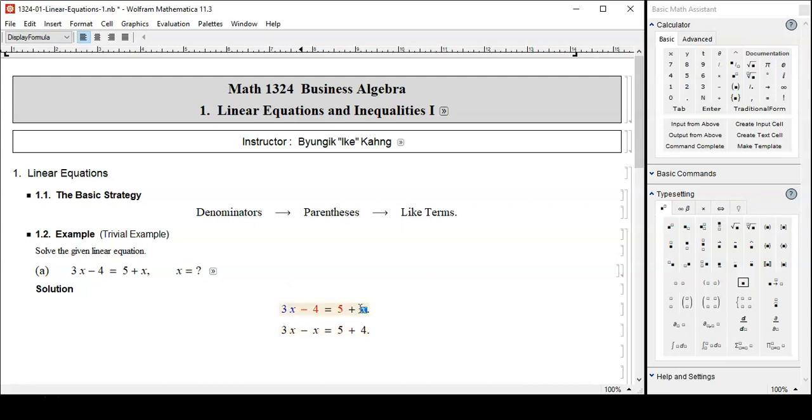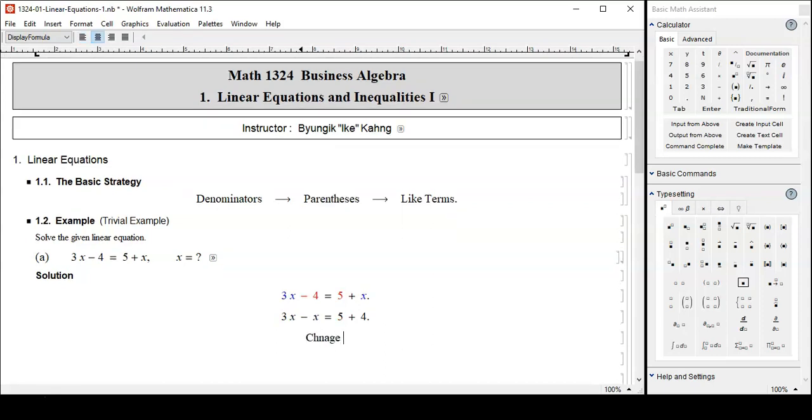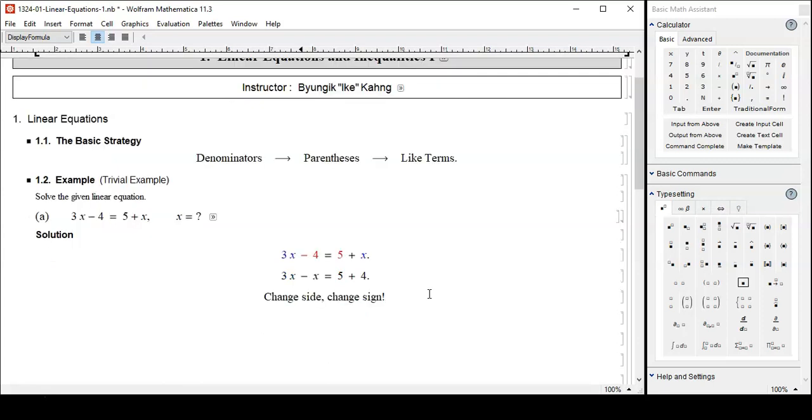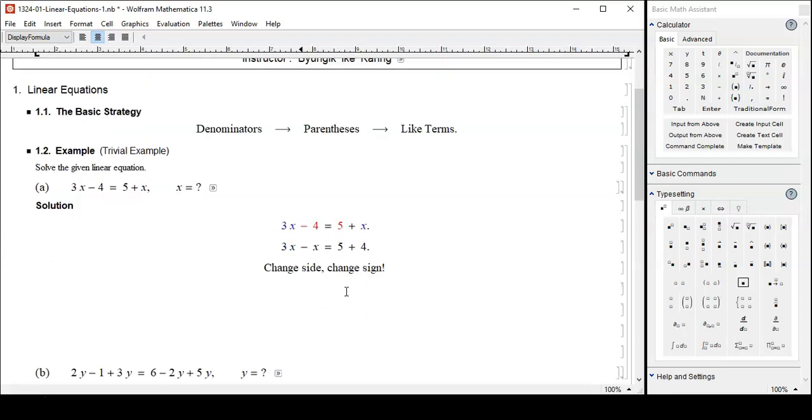So what did I do? This x became this negative x. This negative 4 became positive 4. So the basic strategy is this: change side, change sign. Of course, you can do it in traditional form as well. I don't recommend it, but it works.